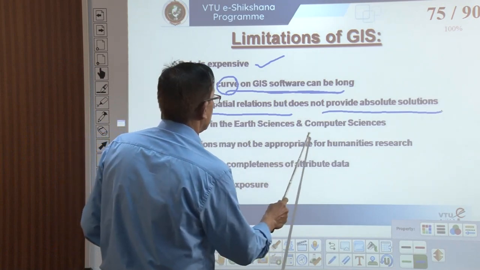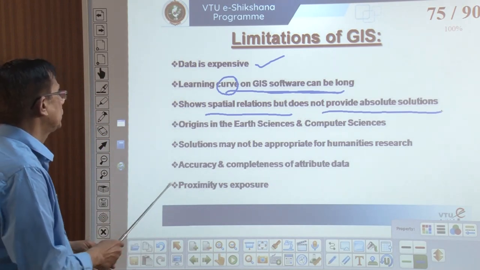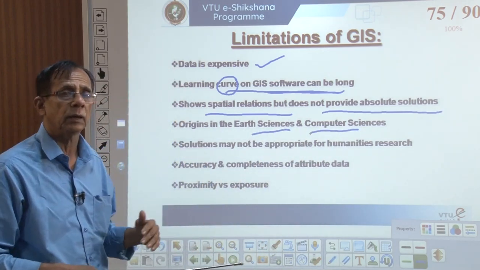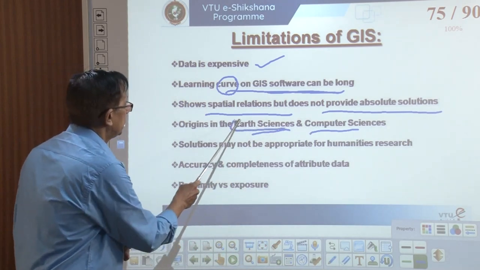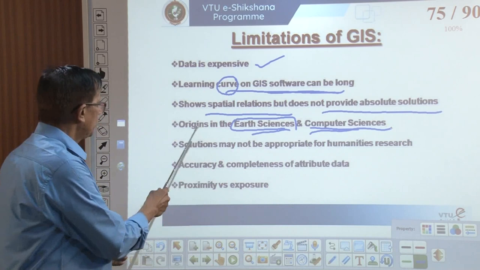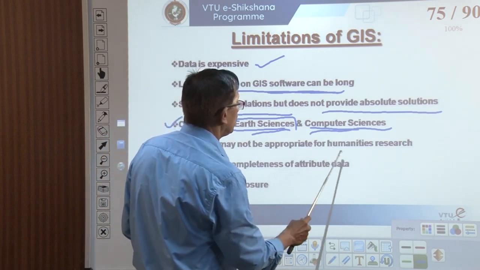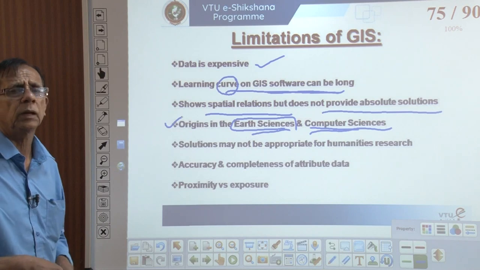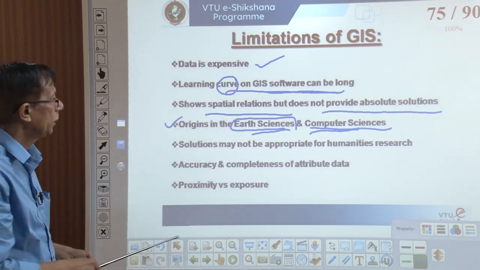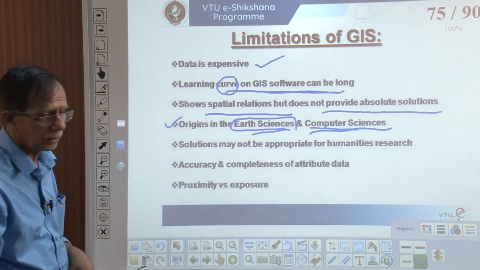GIS has origins in earth science and computer science. In the application of this, because earth science is one and computer science is another, two different fields have to be converged. I have to integrate that. So in this spatial world, I have to make use of this convergence of different disciplines to understand and solve the problem, yes, we have certain limitations. The solution may not be appropriate for humanities research. Although I say so many fields, medical field, hospital location, etc., certain kinds of fields may not suit GIS solutions.